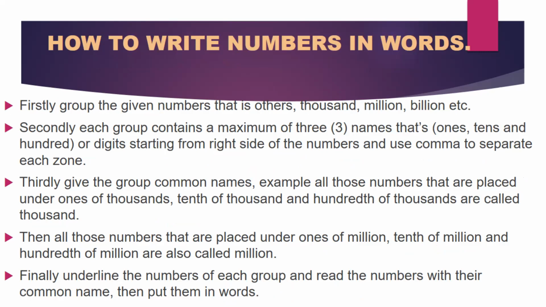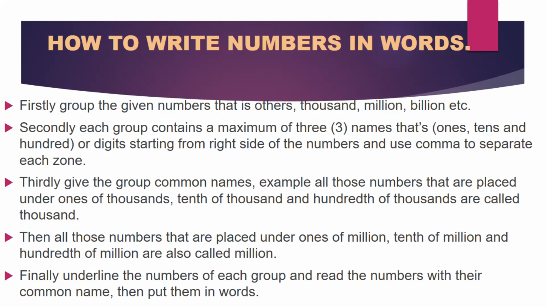Firstly, group the given numbers, that is others, thousands, million, and billion. You group the numbers. From your right side, you have the others, thousand, million, billion, etc. You can continue from there.